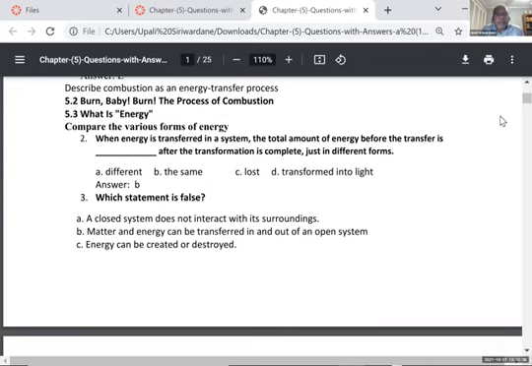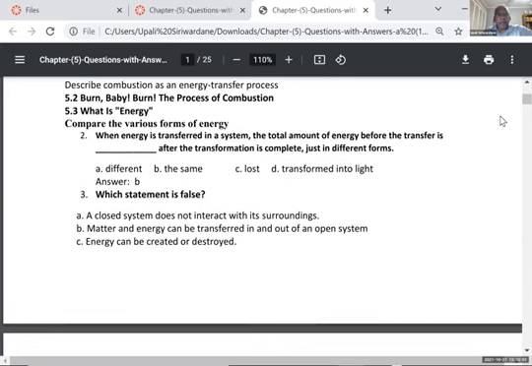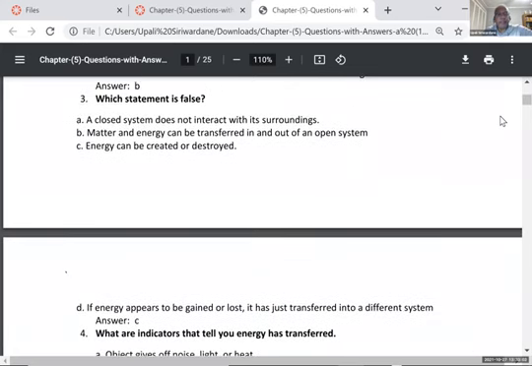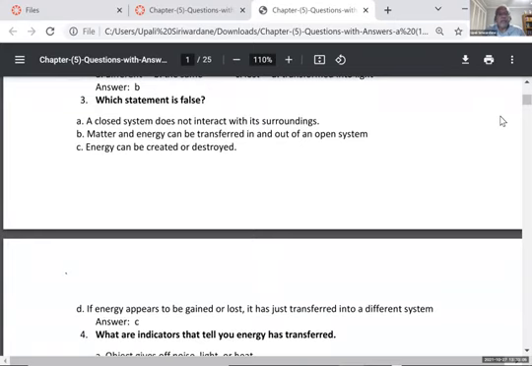Various forms of energy. When energy is transferred in a system, the total amount of energy before the transfer is the same as after the transformation is complete. This is the law of conservation of energy, the first law of thermodynamics. Answer is B. Number 3. A closed system.